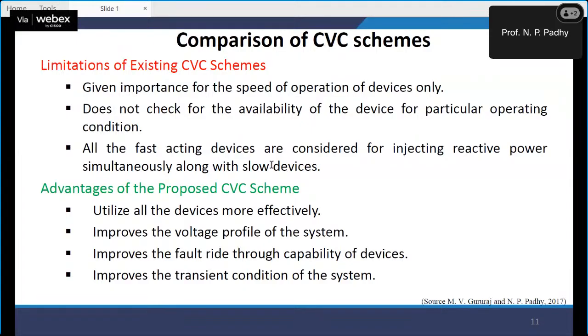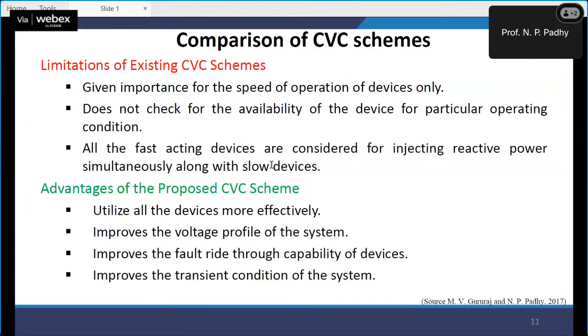First of all, let us try to understand what are the limitations of the existing voltage control schemes. Am I audible to all, dear students? Please say yes. Yes, thank you. So we'll get into the presentation slide. What are the limitations of existing CVC schemes? They give importance only to the speed of operation of the device and do not check for the availability of the device for particular operating conditions. All the fast acting devices are considered for injecting reactive power simultaneously along with the slow devices.